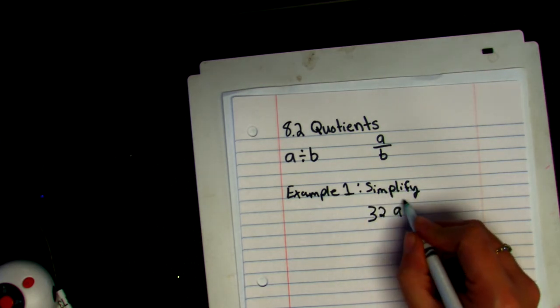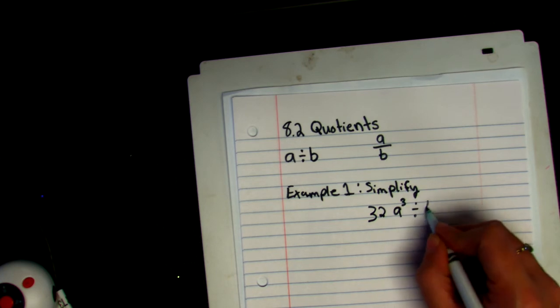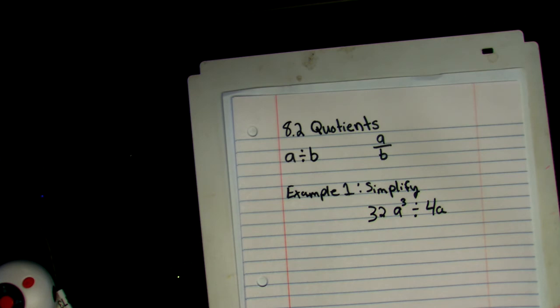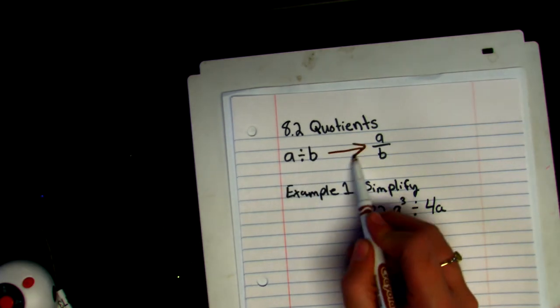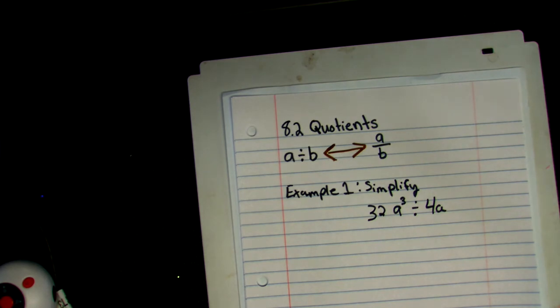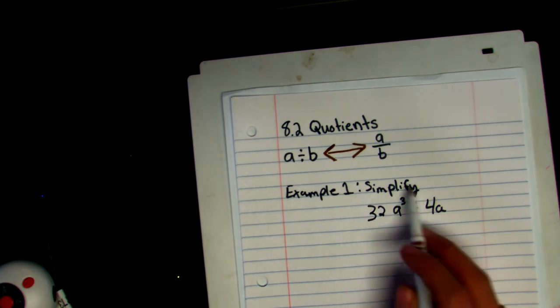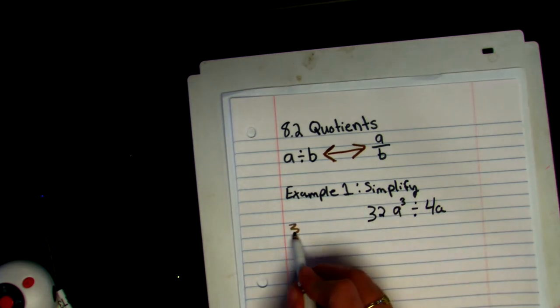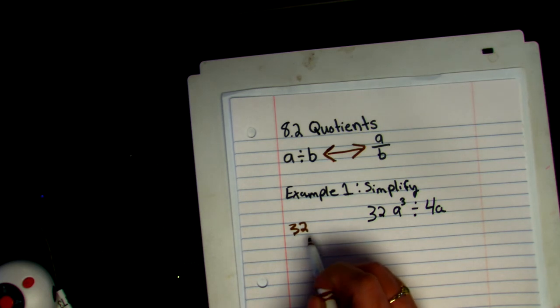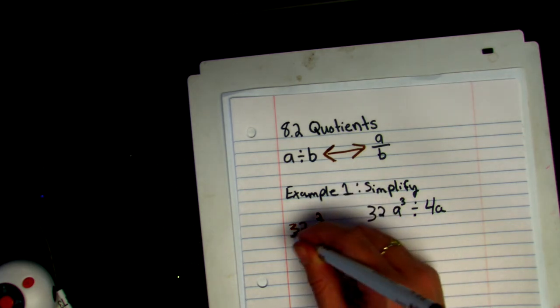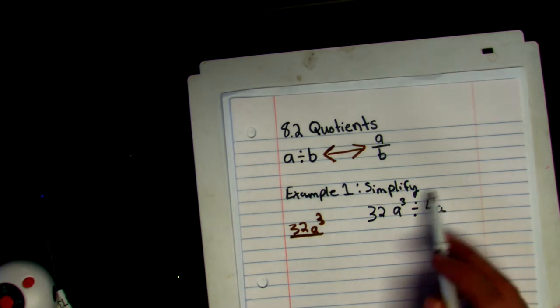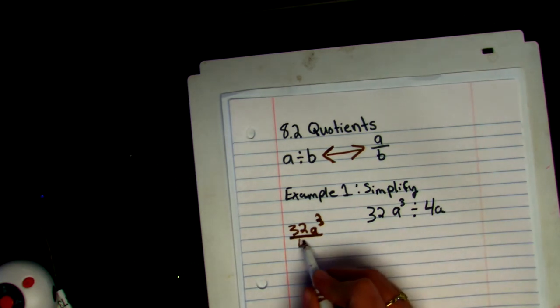It says simplify 32 times a cubed divided by 4a. Using the idea that we can rewrite a quotient as a fraction, we're going to do that to simplify in example 1. So the first part becomes the numerator, 32a cubed, and the denominator is the second part, what we're dividing by, which is the 4a.